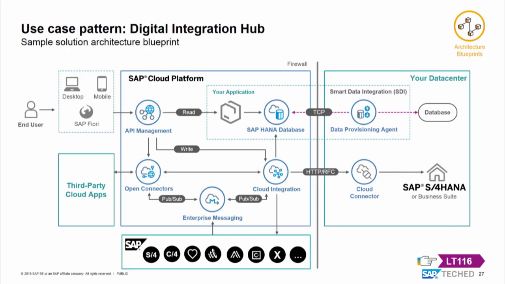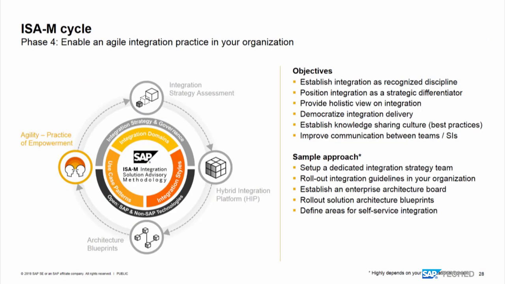Yeah, so that's one example, as I mentioned, for a solution architecture blueprint. And then, if we did the strategy assessment, if we did the hybrid integration platform, then we have extended it with architecture blueprints. One key challenge that we are seeing in customer organizations is how can you roll this out into your organization? So how can you enable your organization to stick to a consistent integration strategy, to also apply the integration guidelines that you have created?